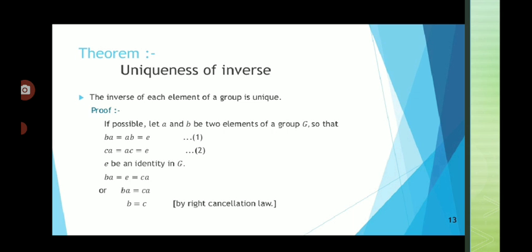Initially, we took two inverses of an element A, which are B and C. Finally, we proved the two inverses are equal. So the inverse of any element is unique.